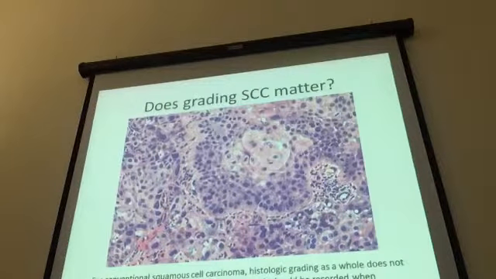Do we call it well differentiated or moderately differentiated? Well, for salivary carcinomas, grading helps. But for squamous carcinomas, the histologic grade doesn't make much difference in terms of patient outcome. It is recorded. We do report it on the CAP protocol, but in terms of clinical value, it doesn't differentiate behavior of the tumor.